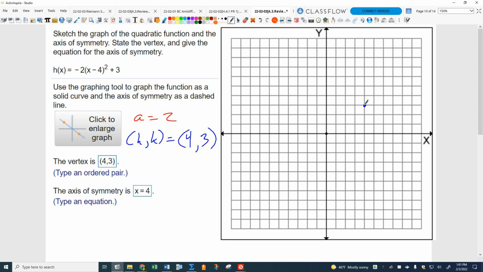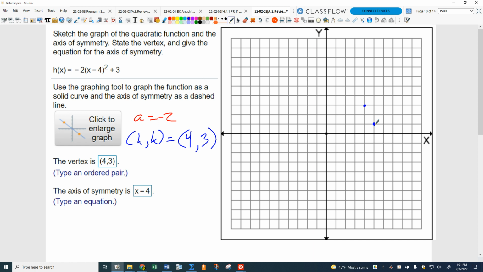And now I've got to define a second point. A is equal to -2. So what's my roadmap to get a second point here then? Yeah, over 1 and up 1 times -2, which means down 2, right? So over 1, down 2, and that's the second point. And when you use that graphing tool, it's just going to bend the parabola for you, isn't it?